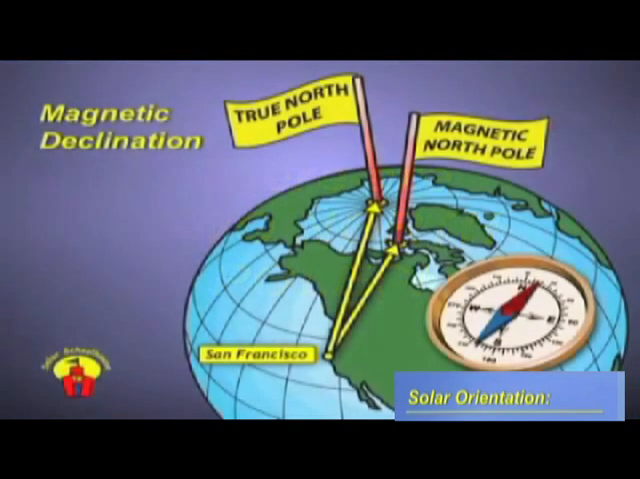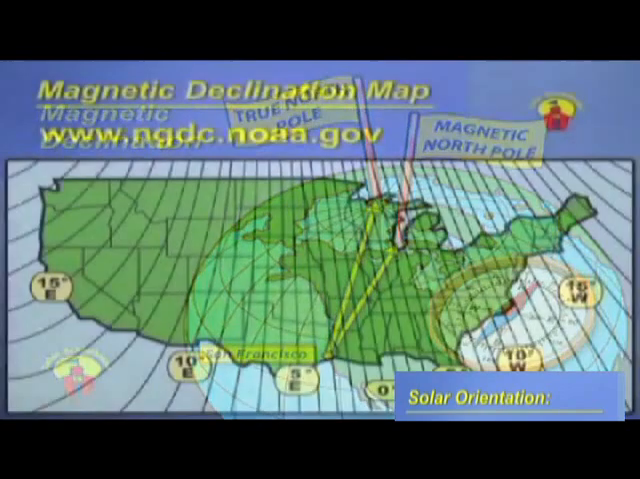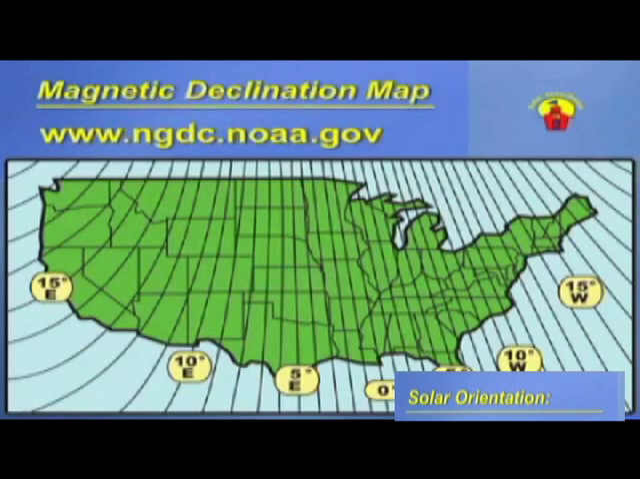Magnetic north is a location in northern Canada. True north is one end of the axis around which the Earth rotates. The difference between true and magnetic north is called magnetic declination. The United States government has magnetic declination maps available online on the National Oceanic and Atmospheric Administration web address shown here. These maps are updated regularly because the position of the magnetic North Pole is slowly moving.